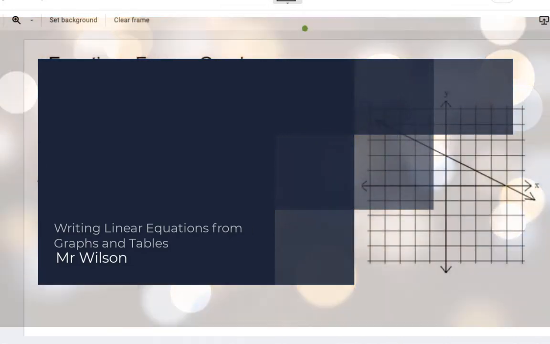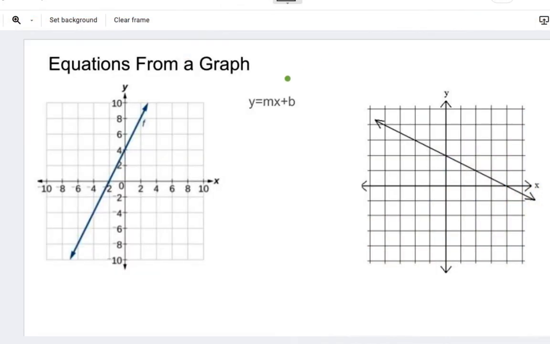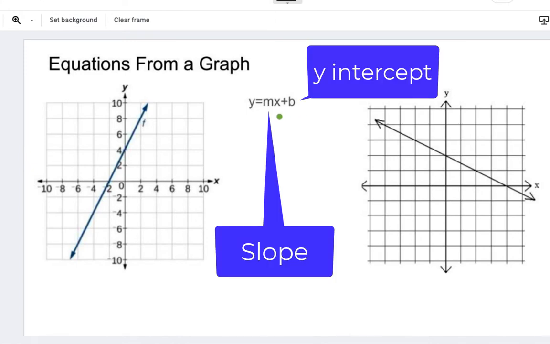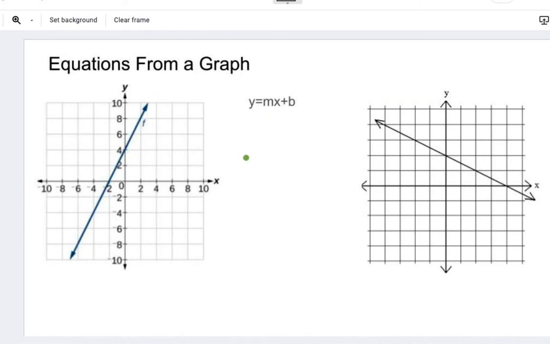Hey mathletes, so in this video we're going to look at writing linear equations from a graph and a table in slope-intercept form. So slope-intercept form is y equals m times x plus b, where m is the slope, or the rate of change, and b is the y-intercept, where the line crosses the y-axis. So since all we need is these two pieces of information, the slope and the y-intercept, we just need to take a look at the graph to find them.